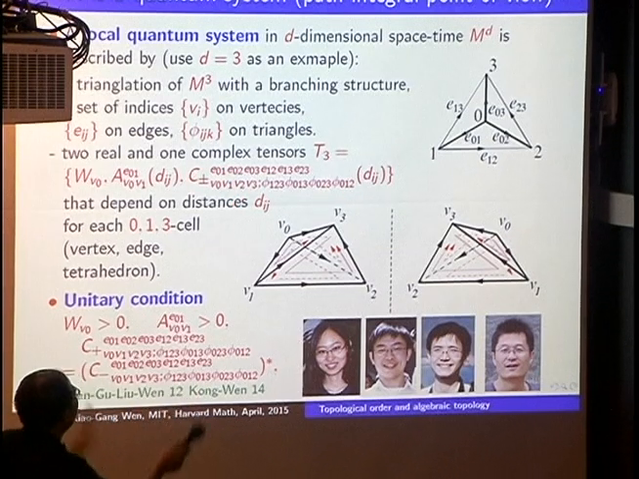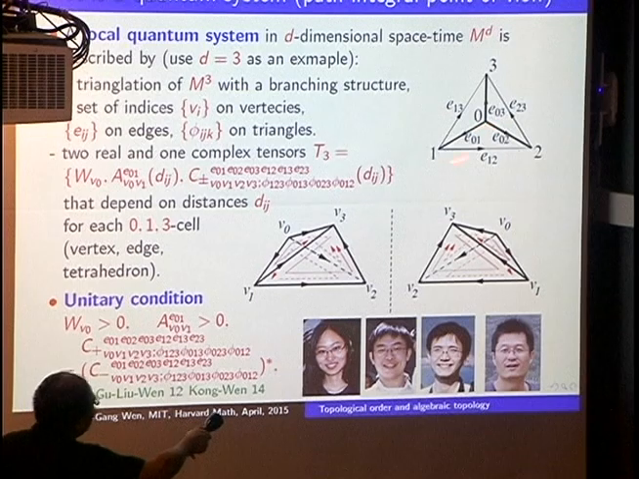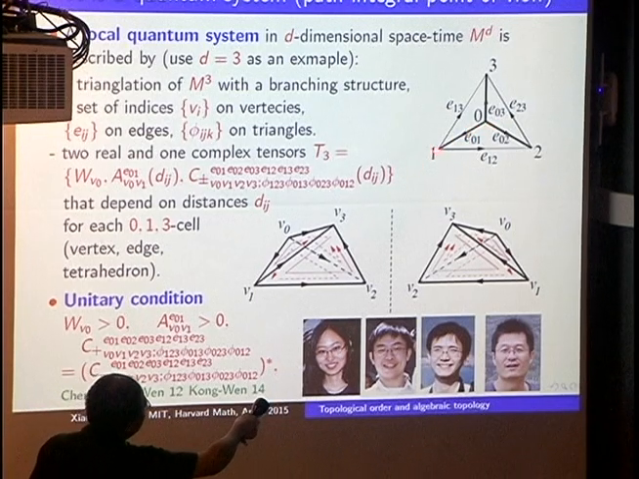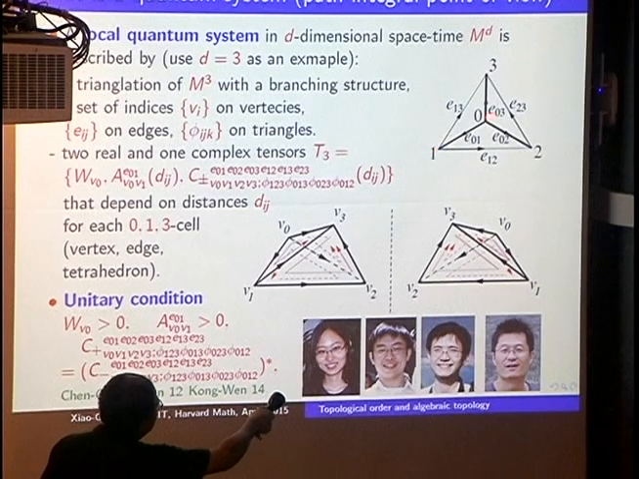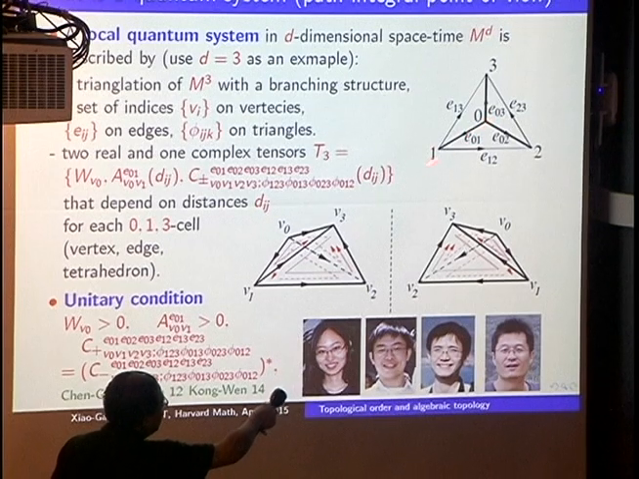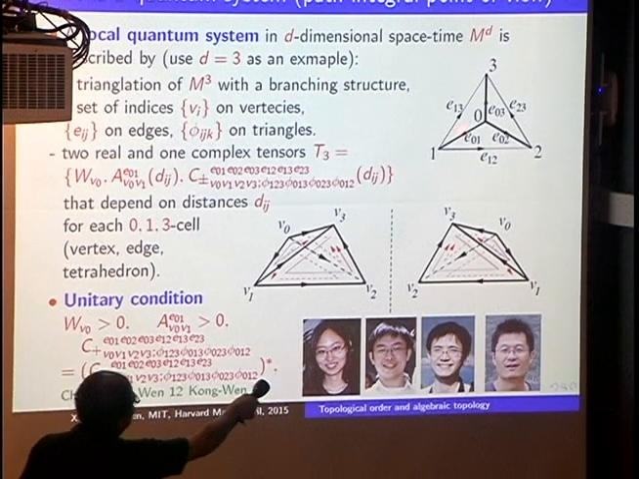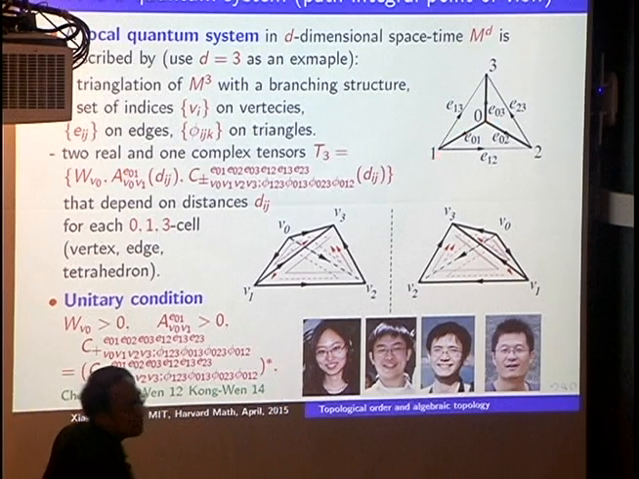It's very ugly. But then for each edge, we can have two indices from the vertices and one index from the edge. So a total of three indices associated with a single edge. And then on this edge, we can put a tensor like E, which has this edge index and two vertex indices.